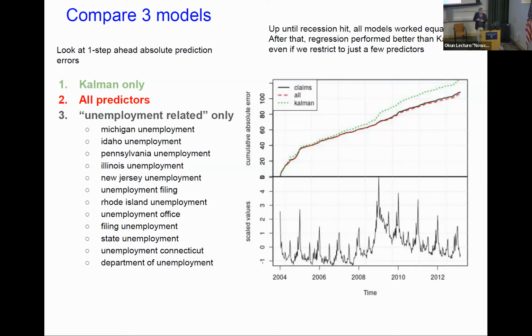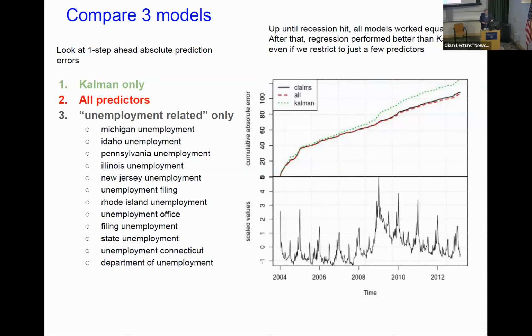other Kalman estimates. So we look at unemployment related queries. These are ones that I used my judgment to pick out from the queries, the ones that I thought were most predictive of unemployment. And I still say you can pick the ones you want, but I'm going to give you this very restricted set of explanatory variables.